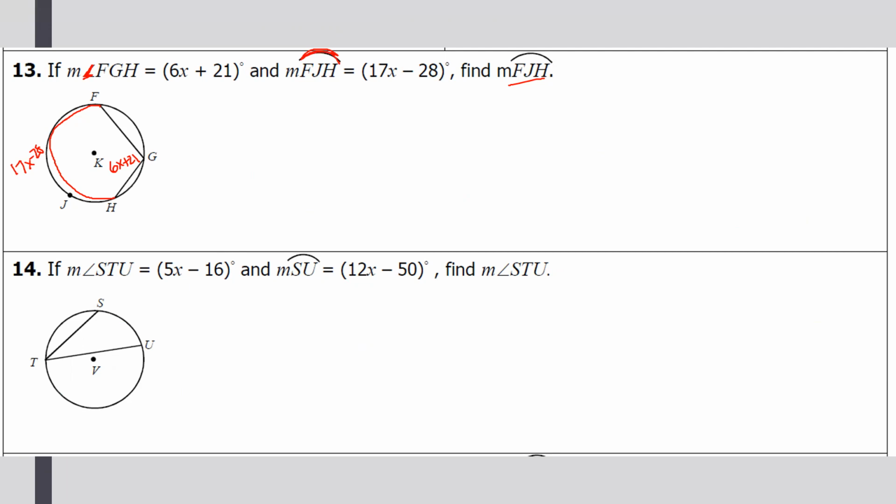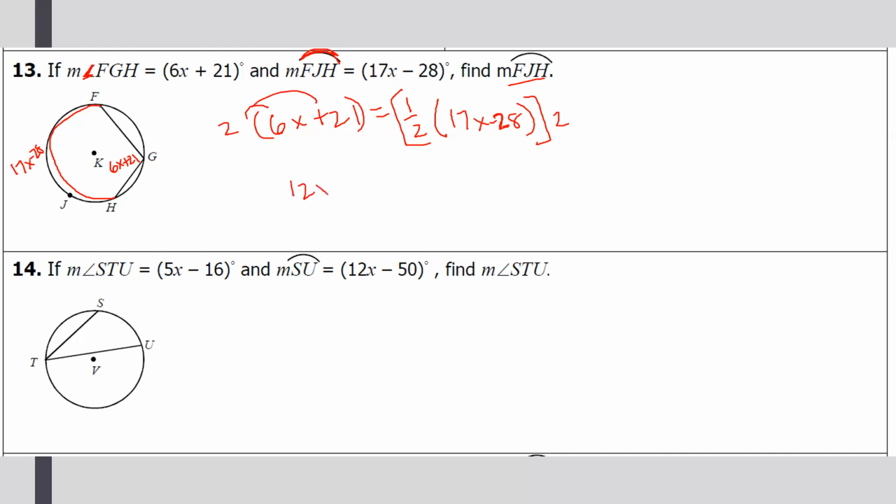And the equation says that the inscribed angle is half of the arc inside of it. And the arc inside of this angle is 17x minus 28. Okay, and I'm going to multiply both sides by 2 to get rid of that fraction. I just don't want to have to deal with a fraction at any point. And I know that half of 17 is not going to be pretty. So I'm just going to multiply both sides by 2 so I don't have to deal with the fraction.